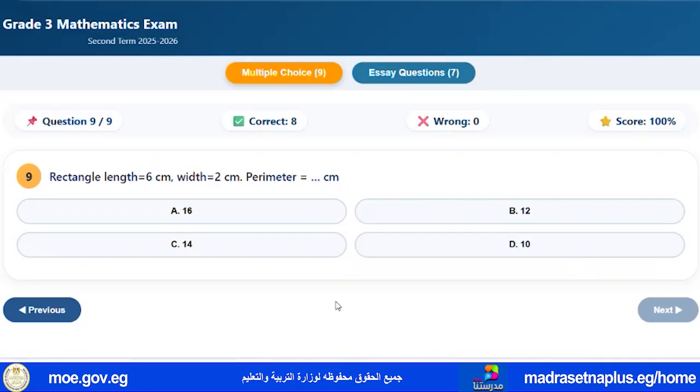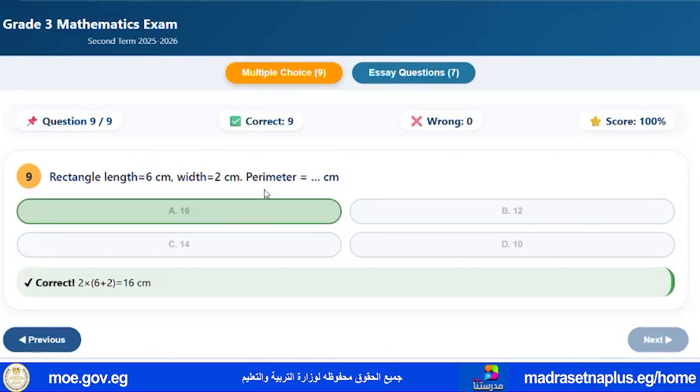Second way, 2 times 6 plus 2 times 2. 2 times 6 is 12, 2 times 2 is 4. By adding, 16. Third way, 2 times (length plus width). Length plus width equals 8. 2 times 8, it will be 16. This is for the perimeter of a rectangle.